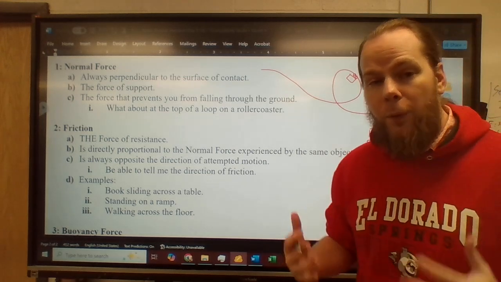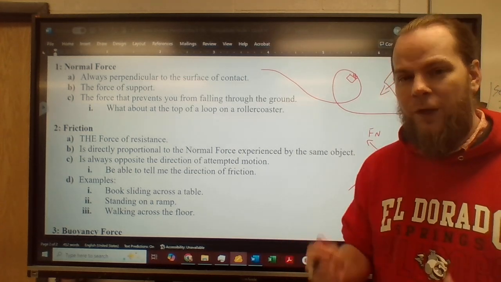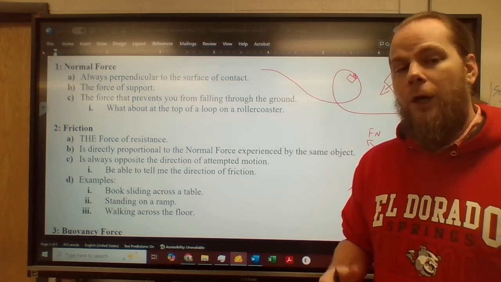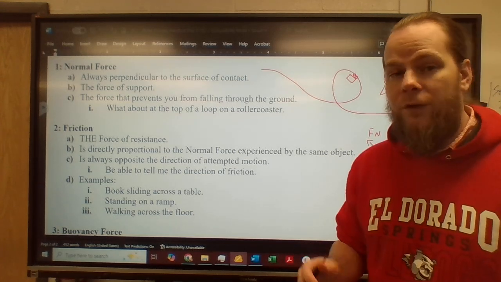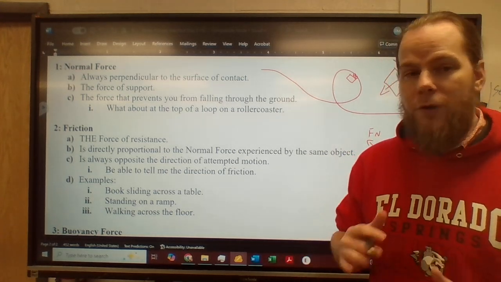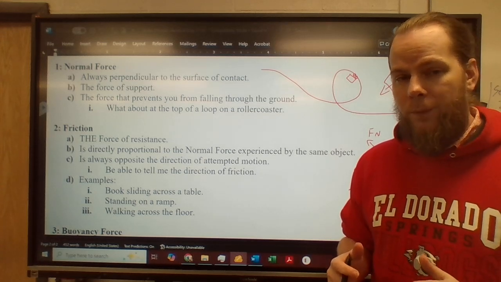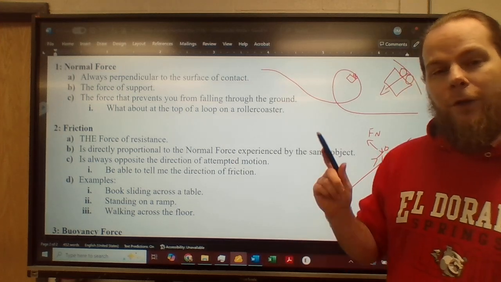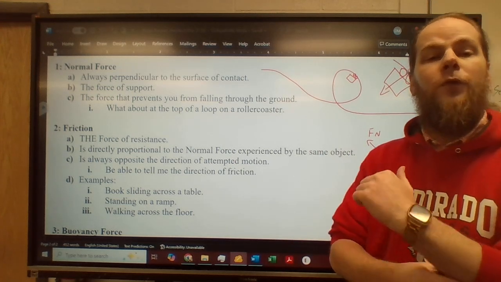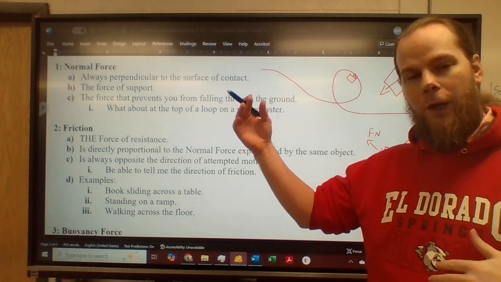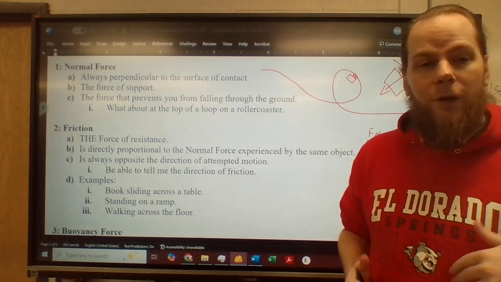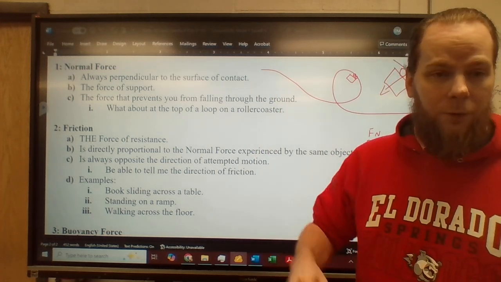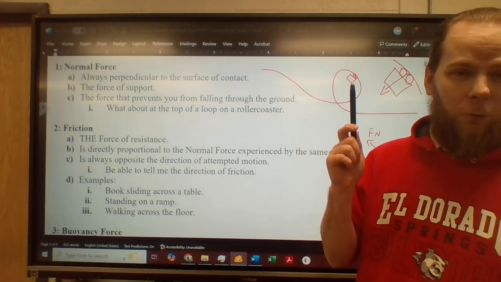One of the common points of confusion we see in physics is people mistake the normal force and gravity for a third law pair. They are not. They do cancel, but they're not a third law pair. We're not going to spend too much time on that right now. So that's our roller coaster. Normal force, force of support, it's always going to be perpendicular to the surface of contact, but it doesn't have to be up. It can be down in certain circumstances, like a roller coaster.